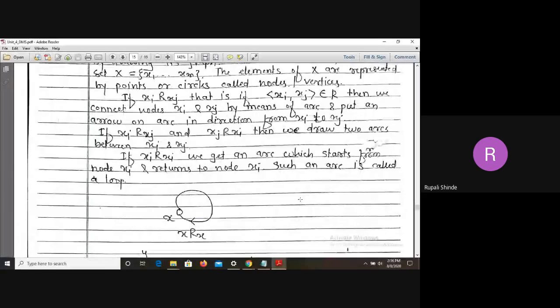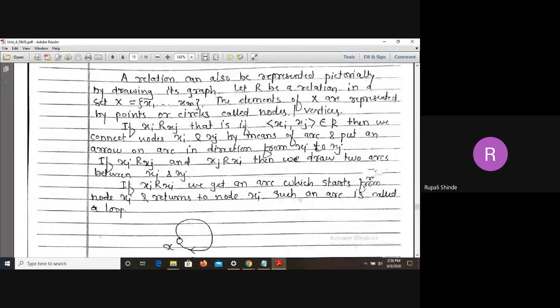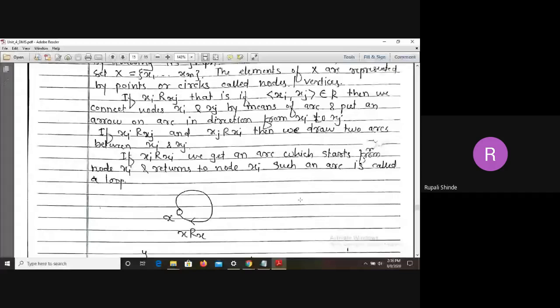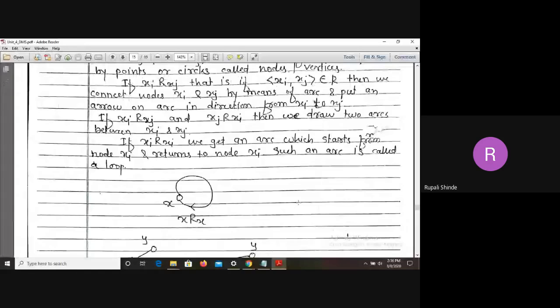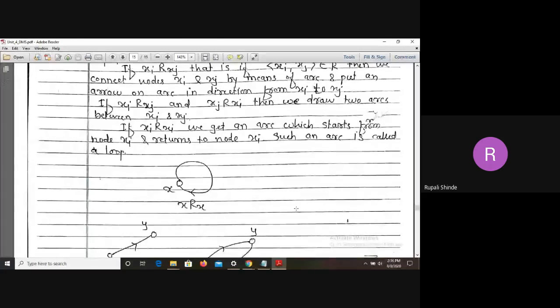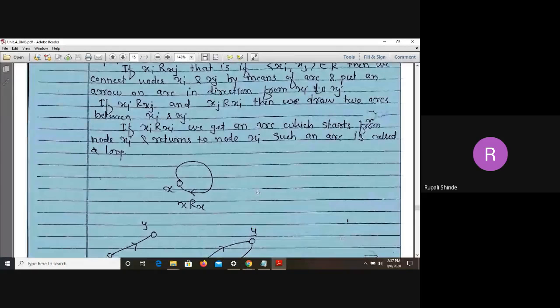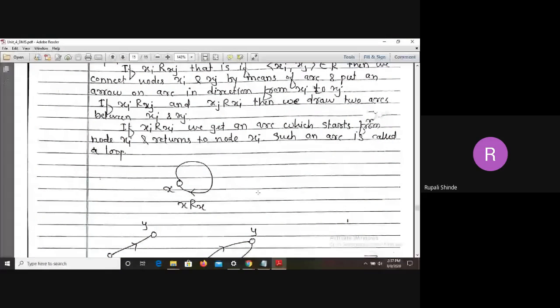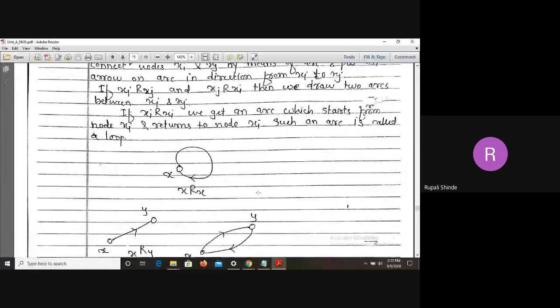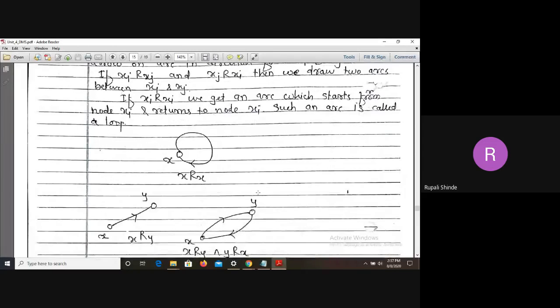Are you getting this? How to draw a graph for a relation? Should I explain again?